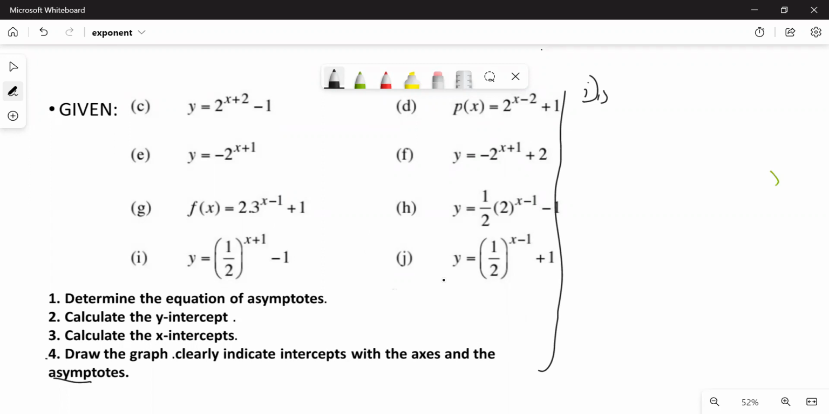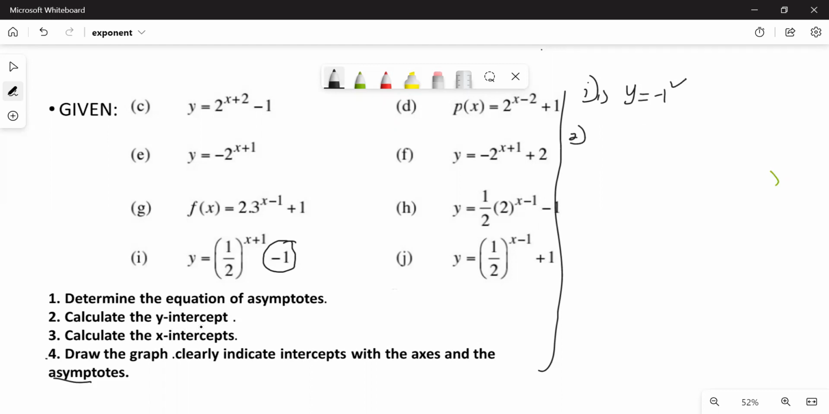This is an exponential function. How many asymptotes do you have? Only going to have 1. Then we're going to say y is going to be whatever the value of q is. Then you're going to say y is going to be equal to minus 1. And then we'll give you 1 mark for this.